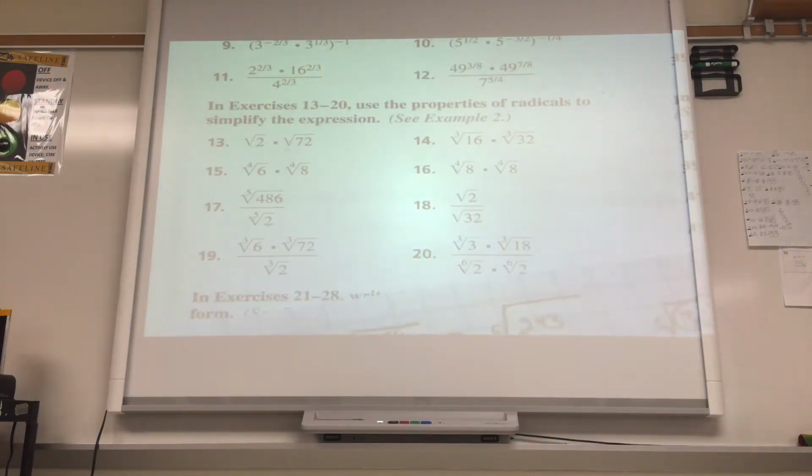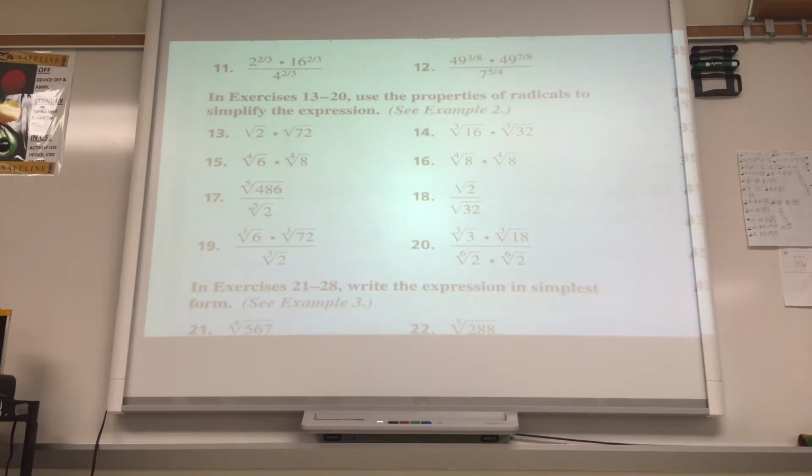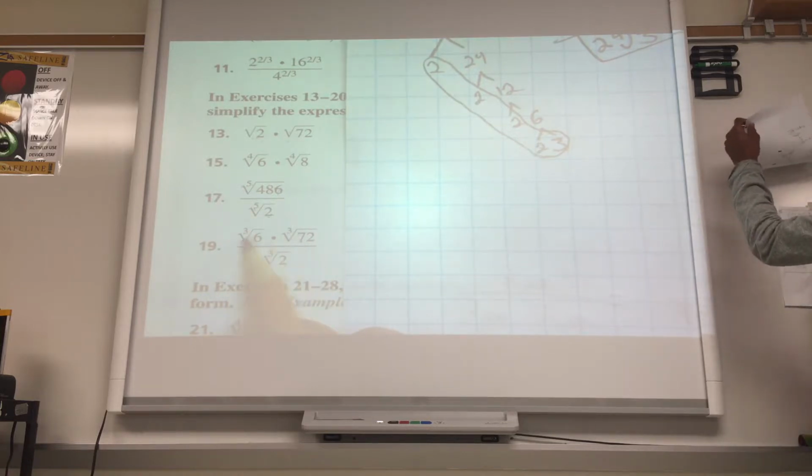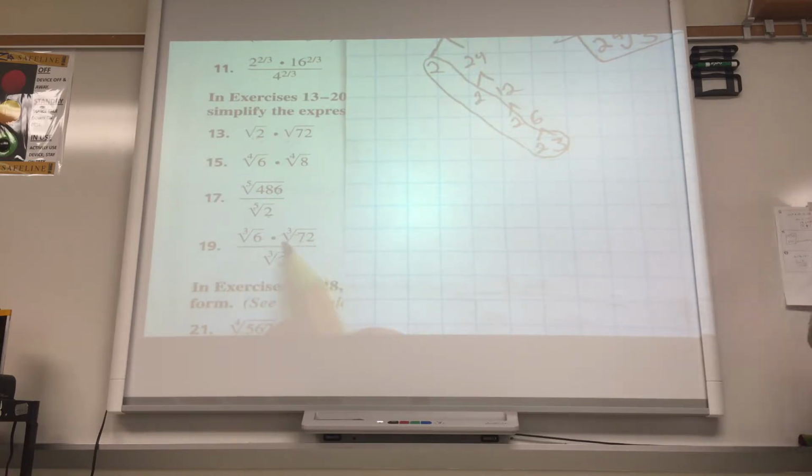Okay, number 19. I'm not going to write it, I'm just going to go from here. So I have the third root of 6 times the third root of 72. And because they're both third roots, I can go ahead and multiply that.